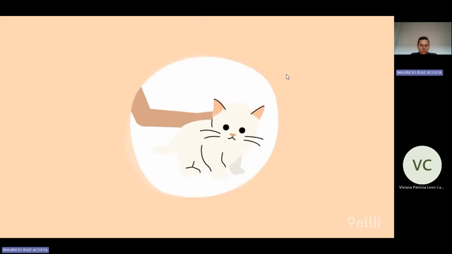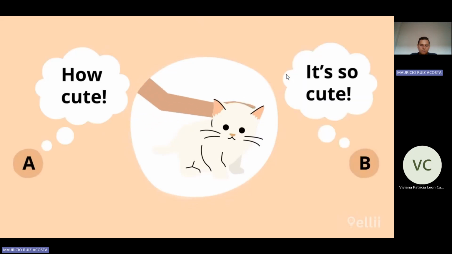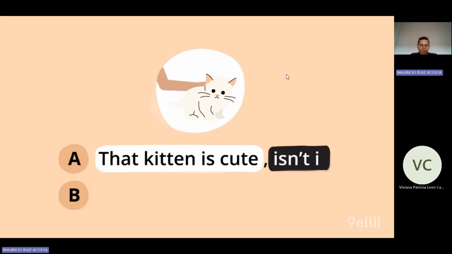For example, if my friend and I are looking at a small kitten and I think it is cute, I would assume that my friend also thinks it is cute. I can ask, "That kitten is cute, isn't it?" And my friend will probably answer, "Yes, it is."